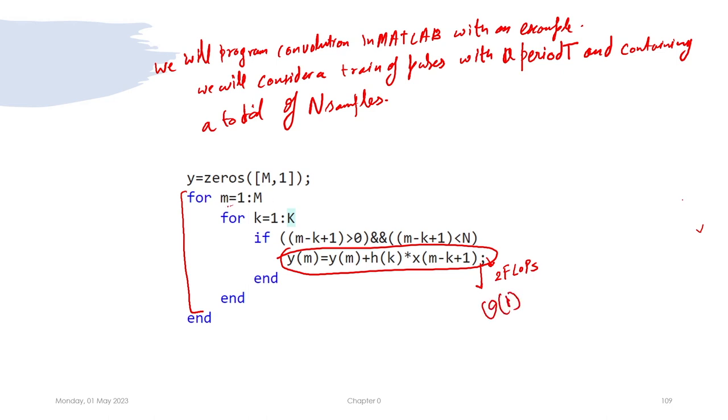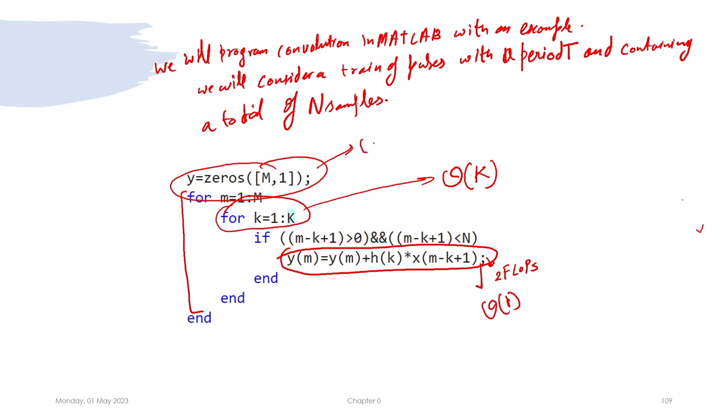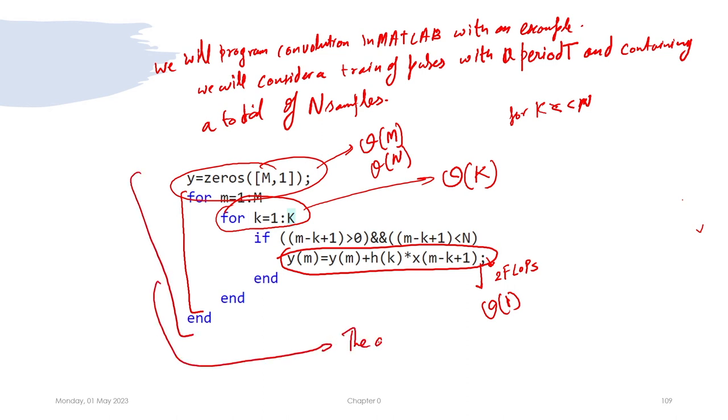but this for loop is for k goes from 1 to k. So this will run k times, and this is order of m, and m will be, so for n, this is order of n, fine. So the overall complexity of this is order of nk or kn.